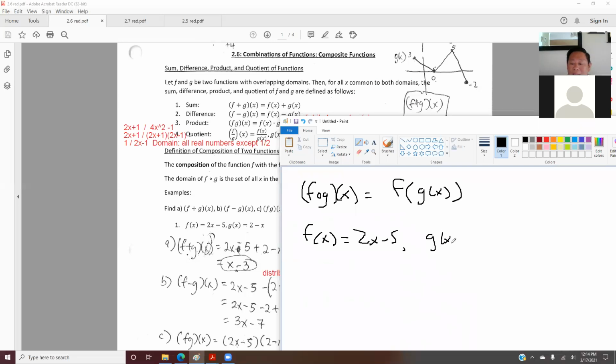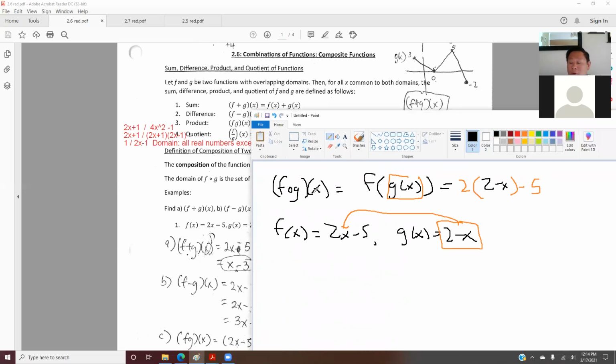And g of x in this case, let's say is 2 minus x. So if I want you to find f dot g of x, what I do here is I will take g of x, which is all this, and plug it into your f of x, substitute. So you will get 2 parentheses minus 5, and this x will be replaced by 2 minus x. So this is the meaning of f dot g of x, and then you distribute and simplify this.